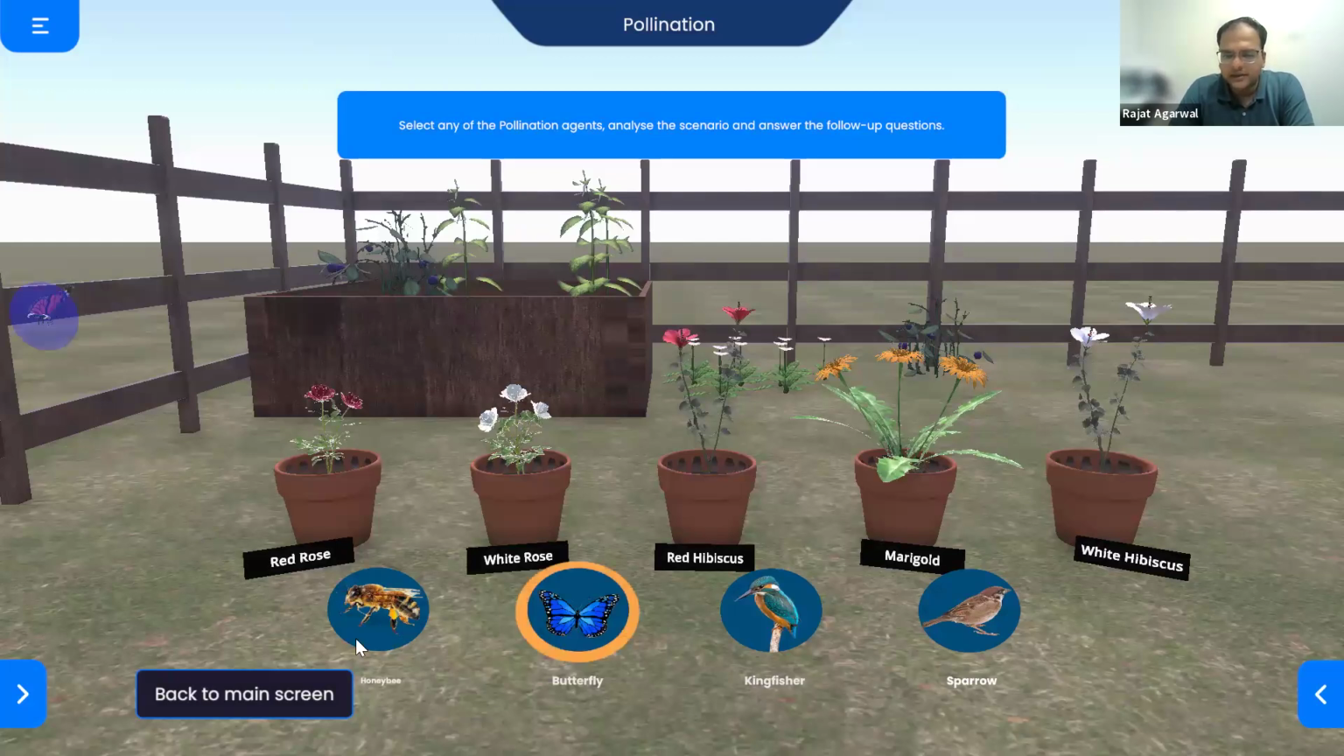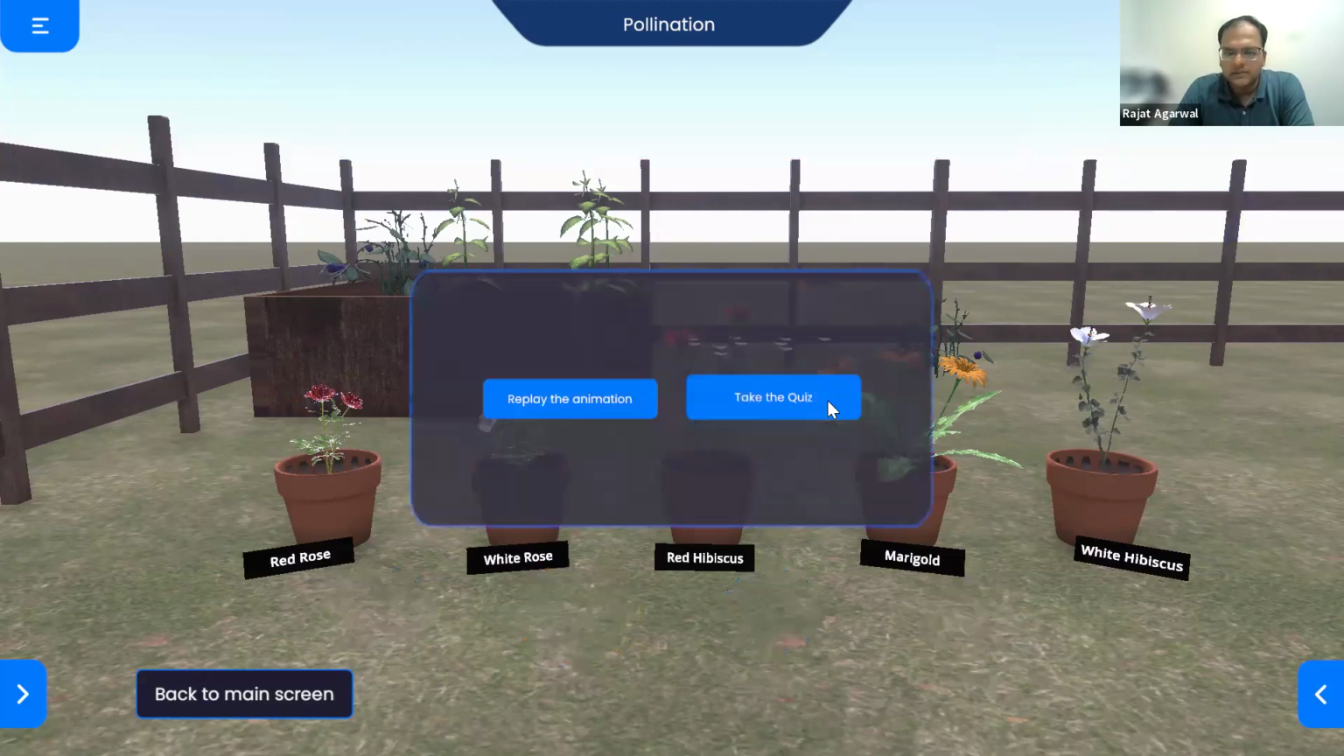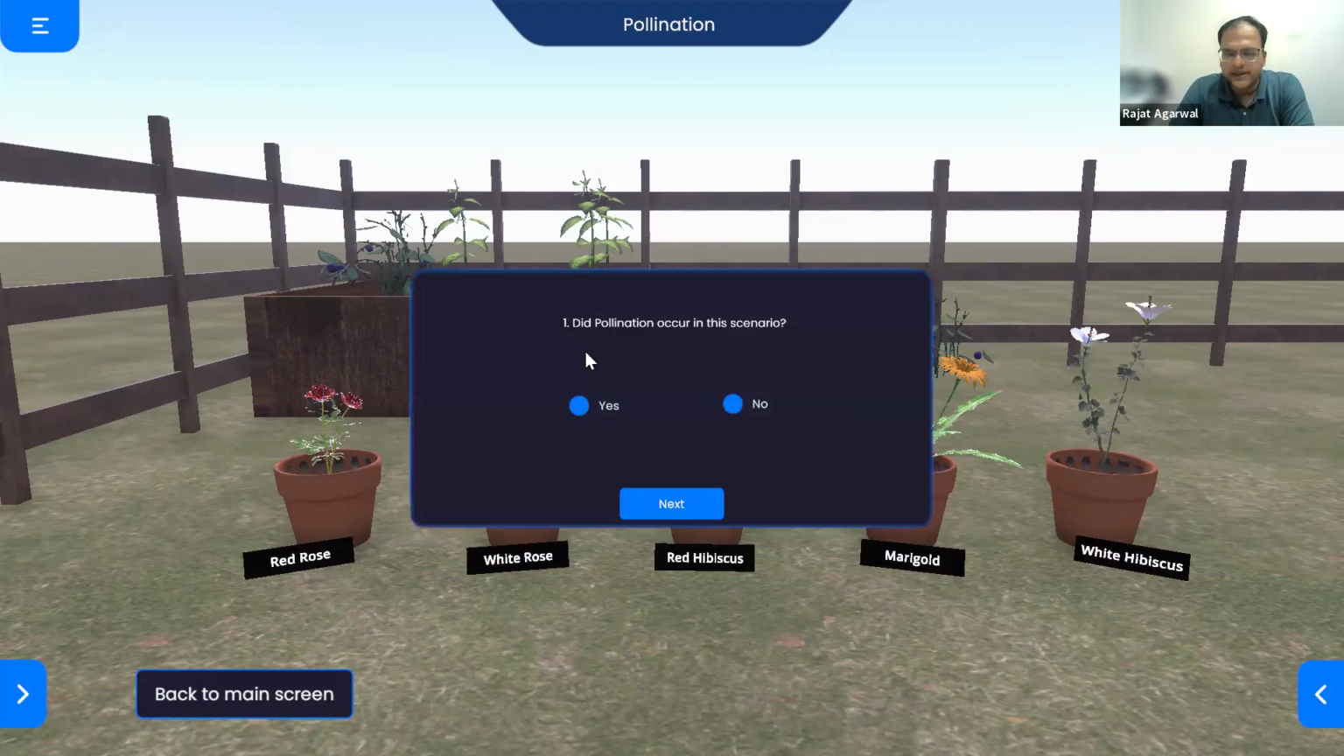So maybe I think a butterfly would be a very good example. So you see the butterfly is taking a red rose and pollinating the marigold. Okay. And it's also sitting on white hibiscus. And then it is gone. Now, replay the animation, take a quiz. Do you want to replay the animation or do you want to take a quiz? Let's take a quiz directly. Did pollination occur in this scenario? Maybe yes. So I'm going to put yes.